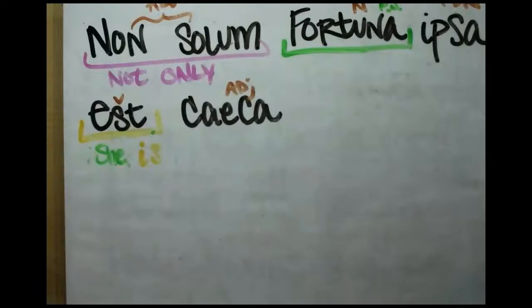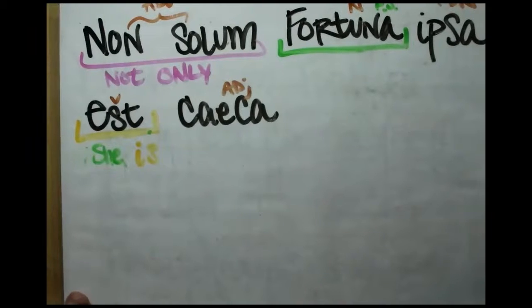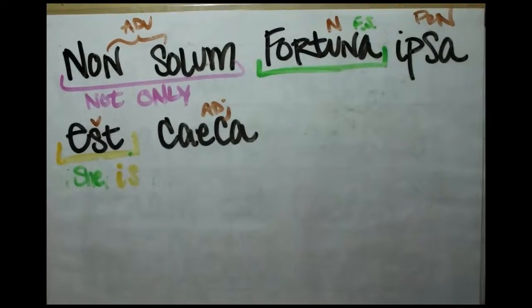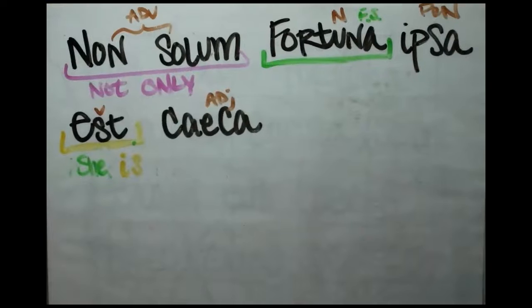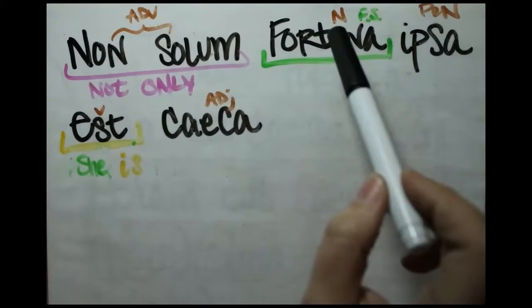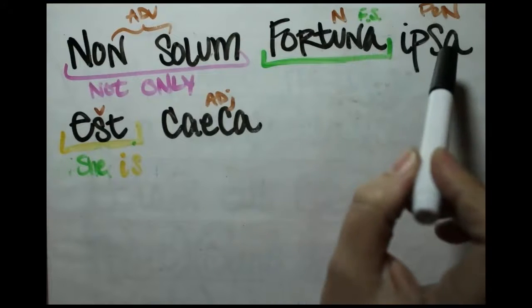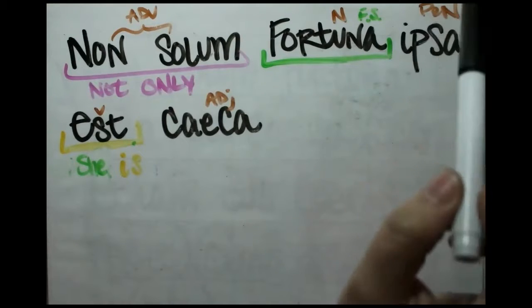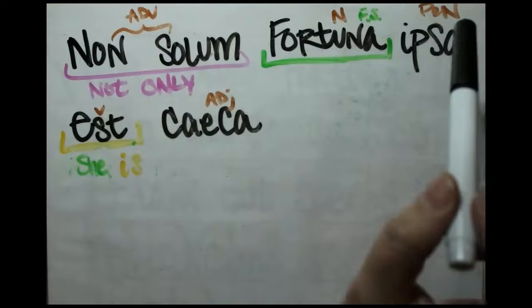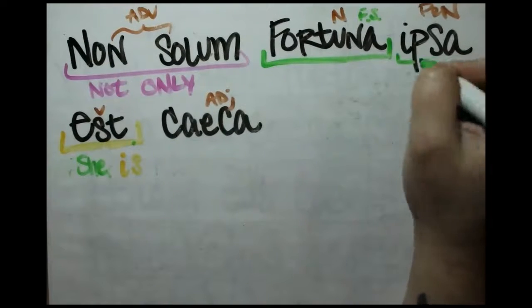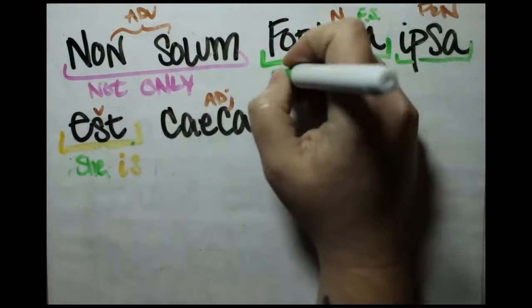So which is this? Well, an intensive pronoun is referring back to a noun. And the only noun that we have in this sentence is fortuna. And fortuna is a feminine singular. So this is going to be a feminine nominative singular. Okay, so luck or chance.